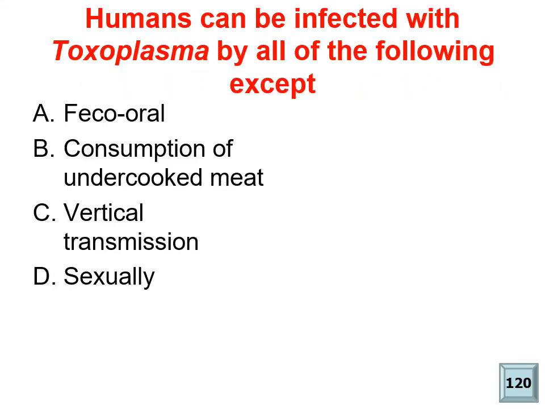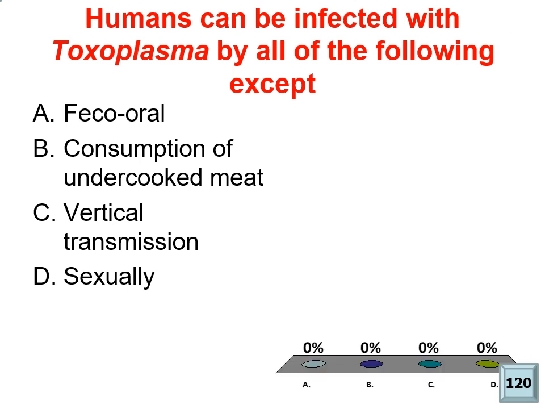Humans can be infected with toxoplasma by all means except: A. Fecal oral, B. Consumption of undercooked meat, C. Vertical transmission, D. Sexually. So the right answer is answer D, which is sexually, which is the only mode that does not happen during infection with Toxoplasma gondii. Remember that we said that we can acquire the infection by oral infection upon contamination with oocyst. We can get infected if we ingest contaminated undercooked meat with cysts of bradyzoids, and this infection can be happening by vertical transmission between a mother and her fetus upon pregnancy.